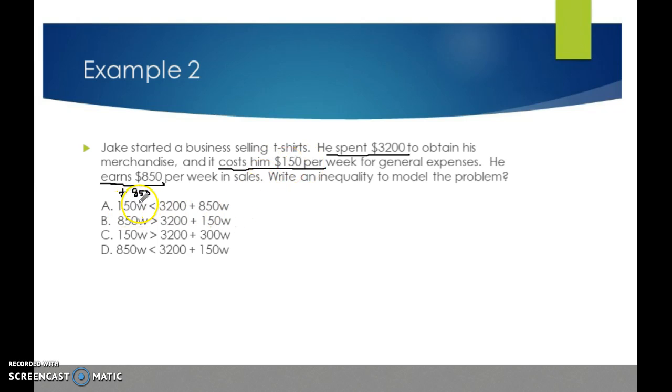Looking at this one, it has a cost on one side and a cost and an earning on the other. This one would not work. For part B, his earnings, $850 a week, should be greater than his initial expenses and his expenses per week. So this one would actually work because it's showing his earnings being greater than his expenses. You want your earnings more.